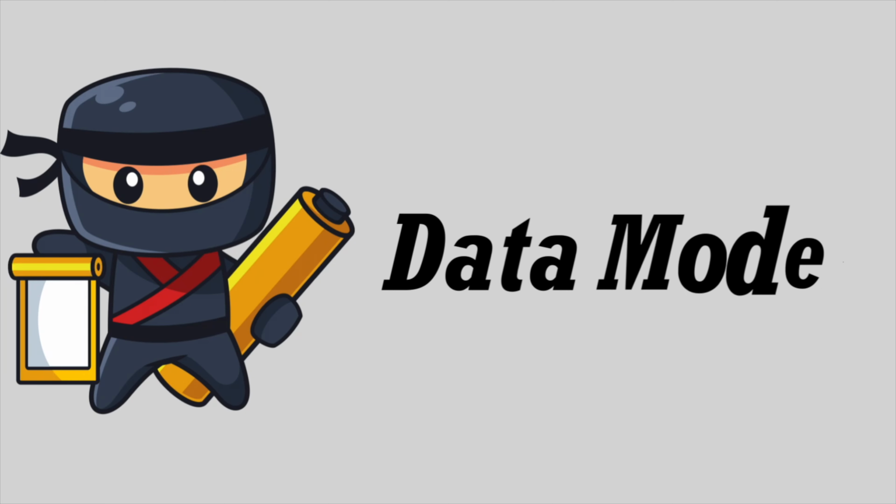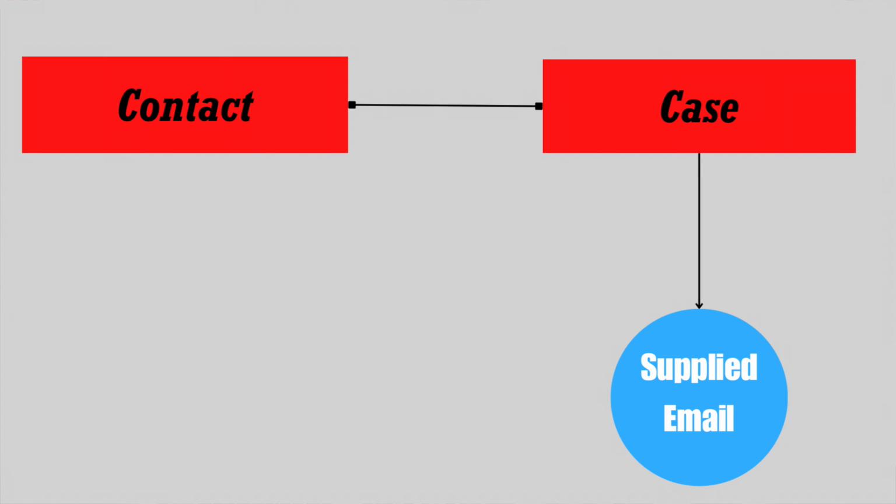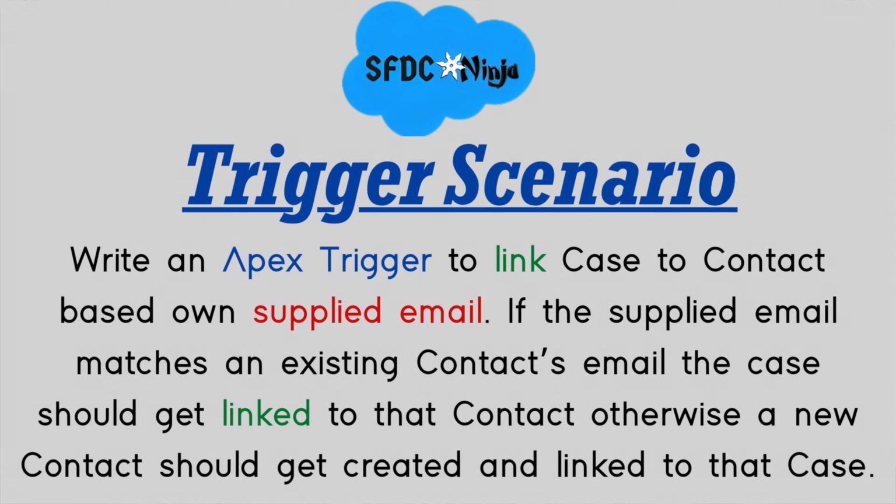Guys, before going to the coding part, first let's understand the data model for today's scenario. Today we are going to work on two objects, Case and Contact. Both are in a lookup relationship, and on the Case object we have an email field, Supplied Email. This is all about the data model.